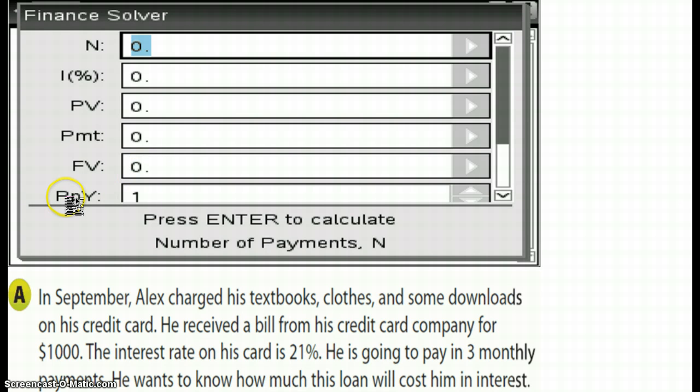And then you get down here where it says PPY. This is payments per year. So we know there are 12 months in a year. So under normal circumstances, this will be 12. So you would change the 1 to 12. Okay, so we want to make sure that we enter this information next. I just wanted to make sure you understood what we were doing.